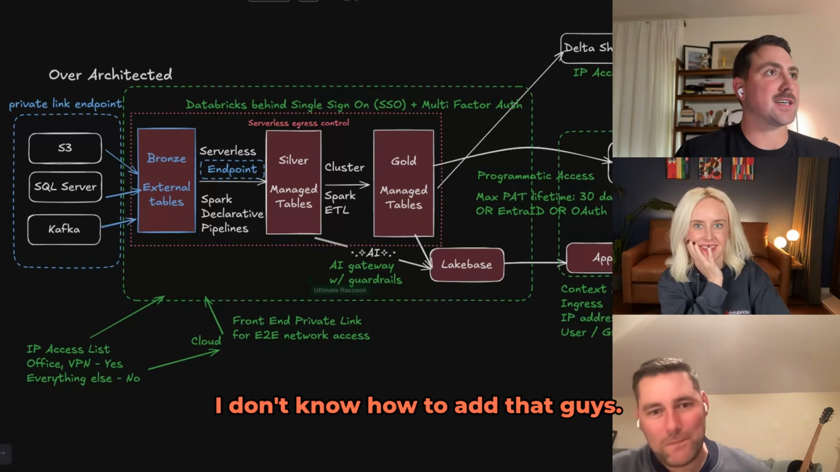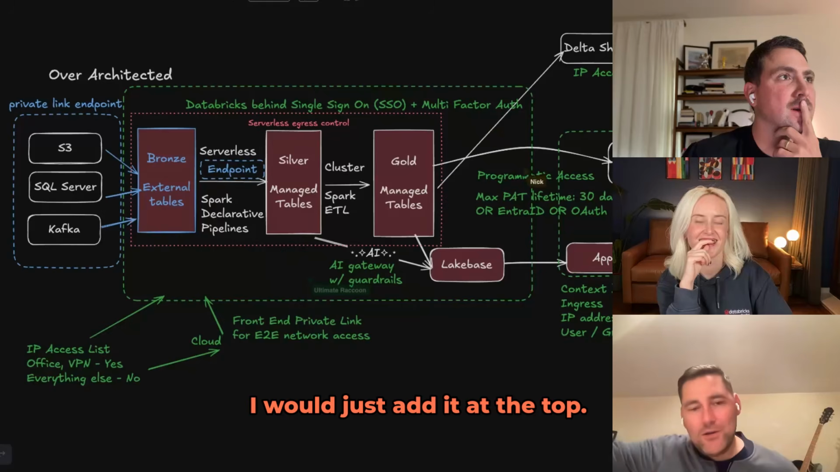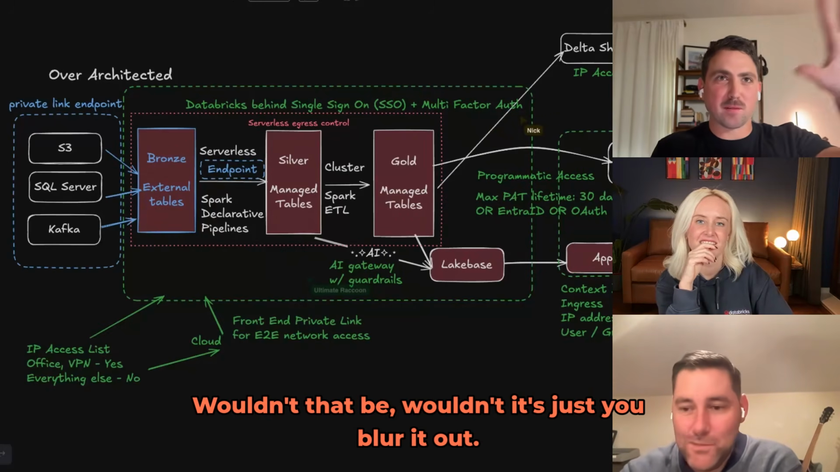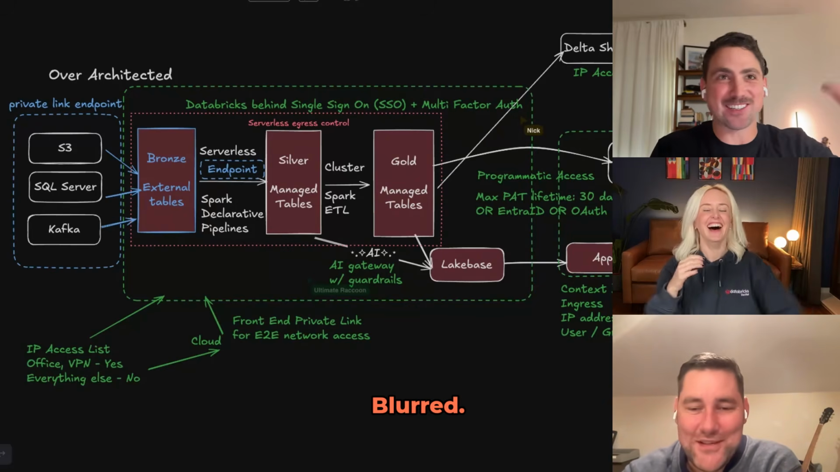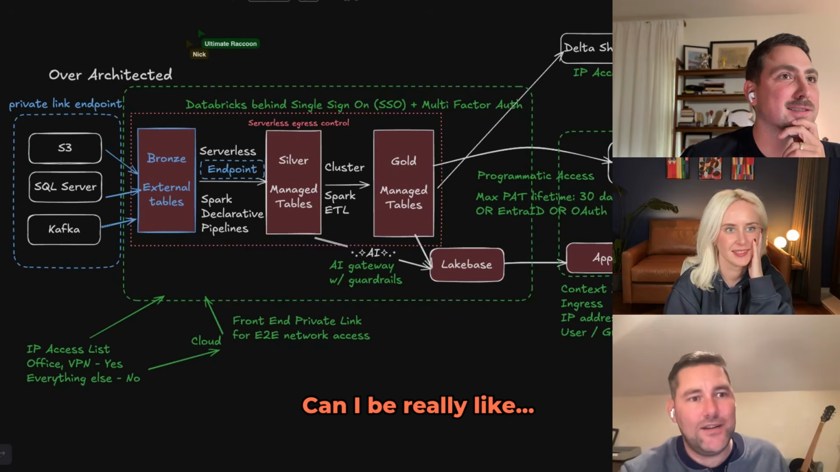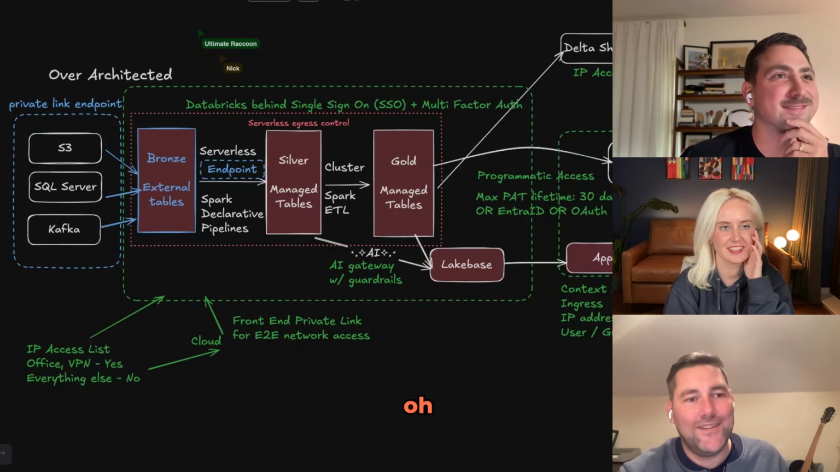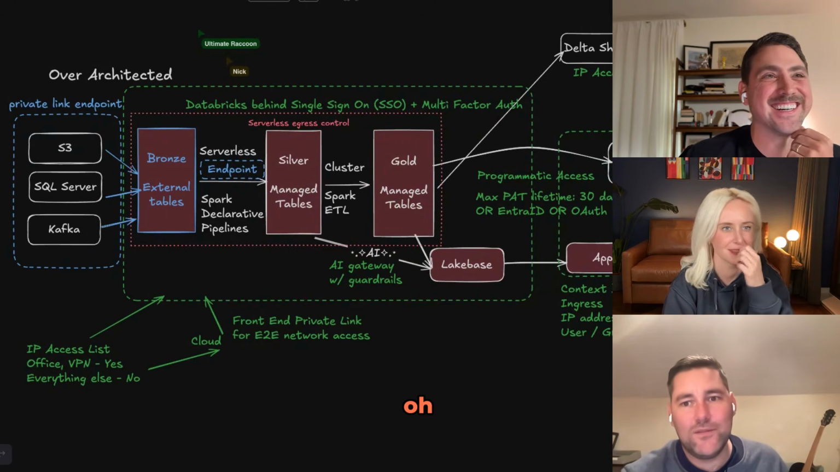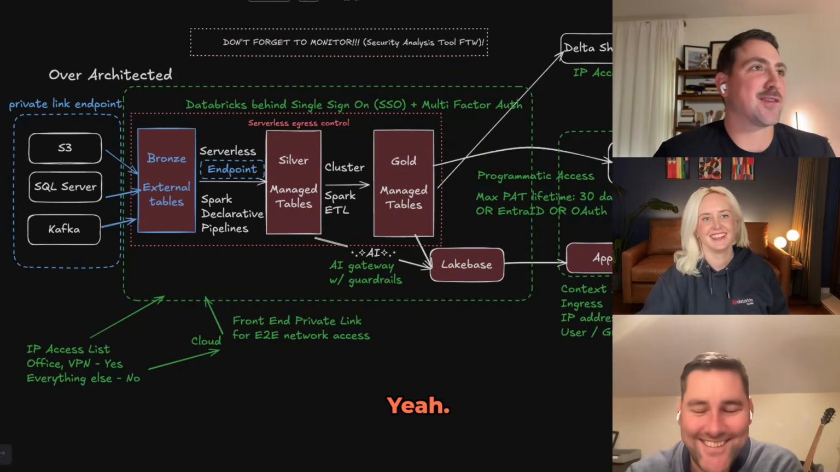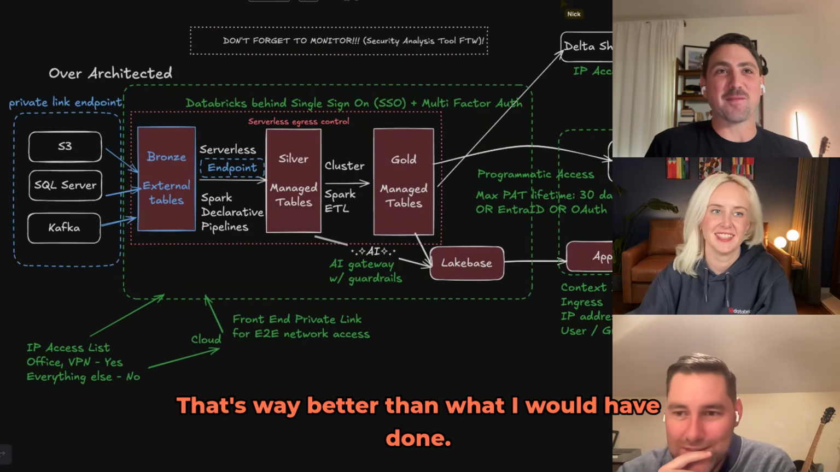I don't know how to add that, guys. I would just put a giant box around it all. I would just add it at the top. I wish I could just make it blurry. Wouldn't you just blur it out? Because I would just add something here and just say, can I be really... I'm just going to hover around you. Yeah, Nick, take the credit and pretend he's typing at the same time. Something really passive aggressive like that. Hey! Yeah. Okay. Okay, that's way better than what I would have done.